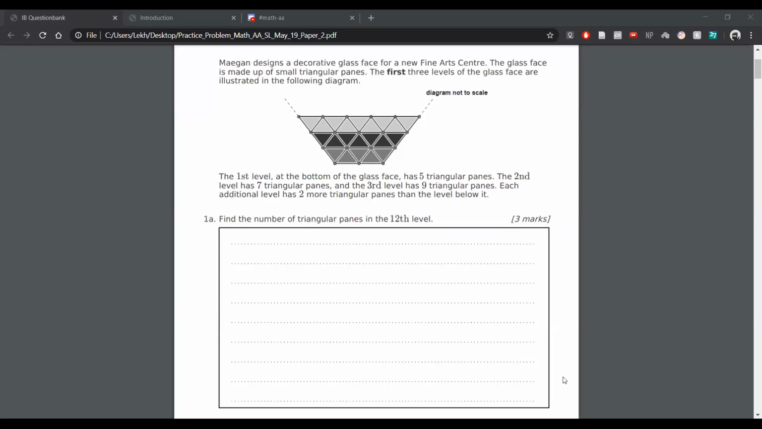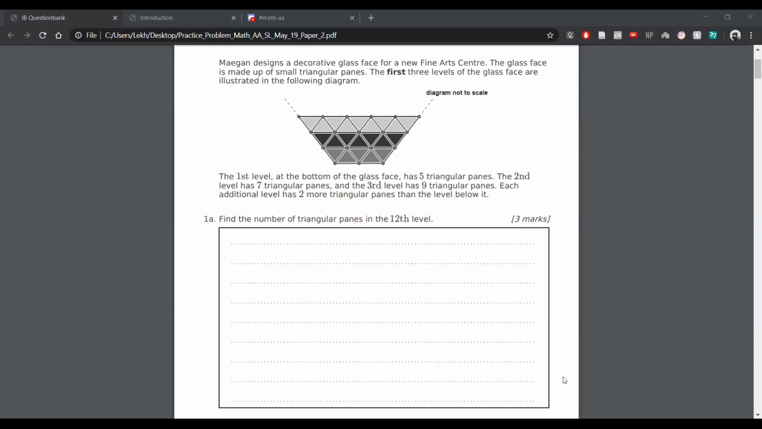The glass vase is made up of small triangular panes. The first 3 levels of the glass vase are illustrated in the following diagram. The first level at the bottom has 5 triangular panes. The second level has 7 triangular panes, and the third level has 9. Each additional level has 2 more triangular panes than the level below it. Find the number of triangular panes at the 12th level.